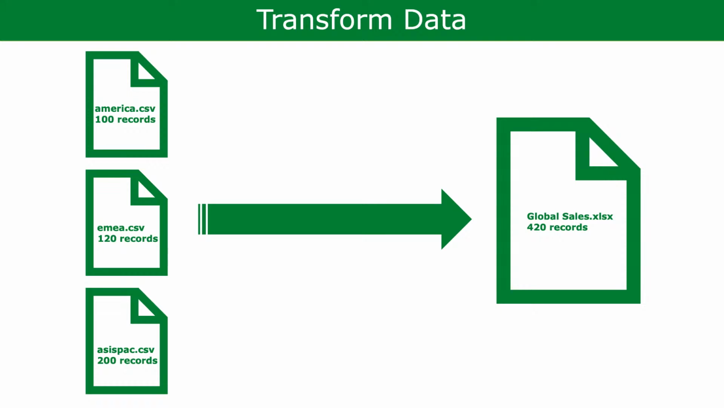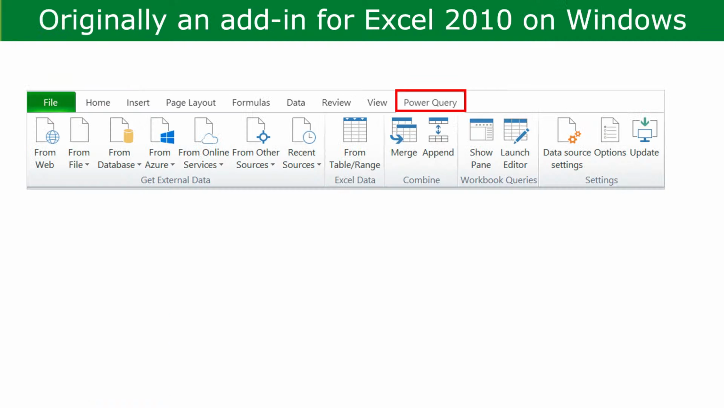Here's another common example of data transformation. 3 CSV files. Doesn't have to be CSV files, could be Excel files, one for each region. They need to be combined into a single file. And this merging needs to happen every month. Well, Power Query can do that as well. Although having said that, at the present time, Power Query on the Mac can't do that.